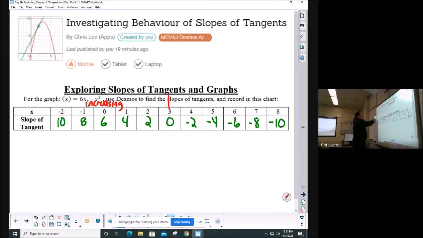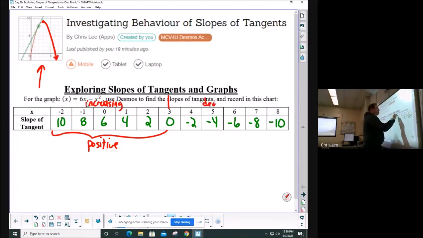So I have a little picture of the graph up here. You can see it's increasing all the way up to x equals 3. The graph is increasing all the way there. And you can see that when the graph is increasing, all of these slopes of the tangents are positive. And then the graph starts to go down. So you see it starts to go down after that. So here, this is decreasing. And you'll notice that all the slopes of the tangents are negative.